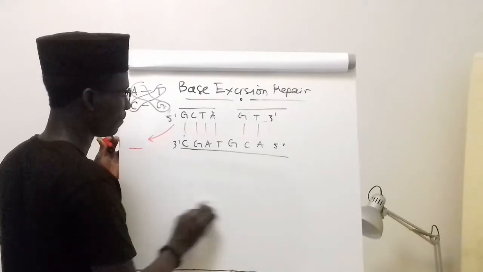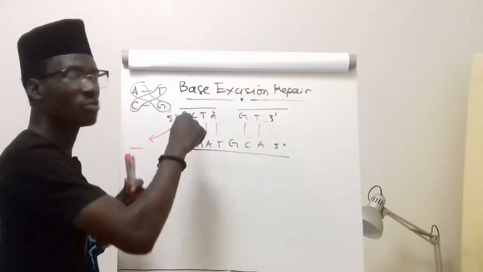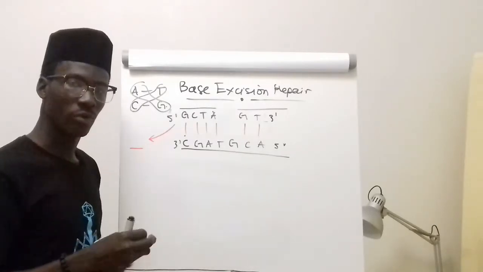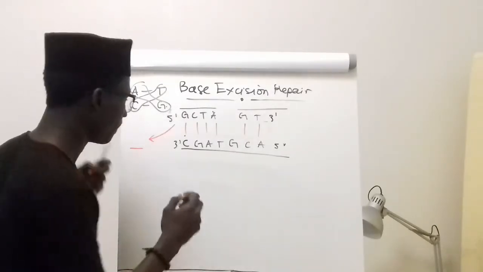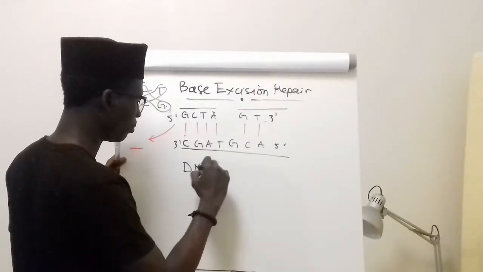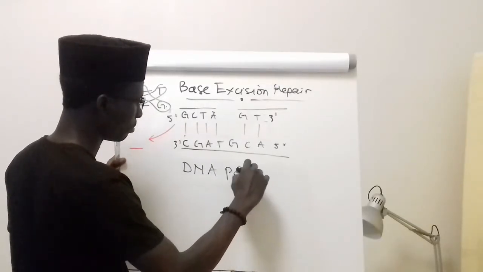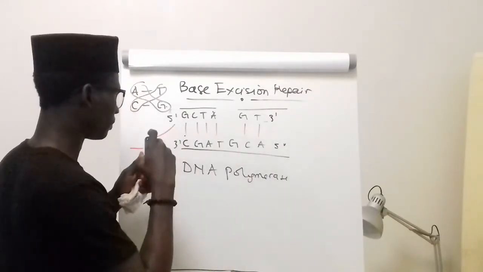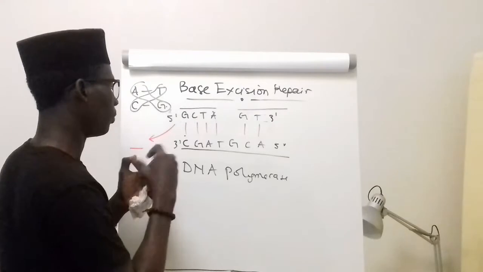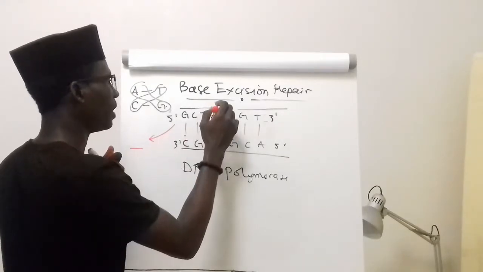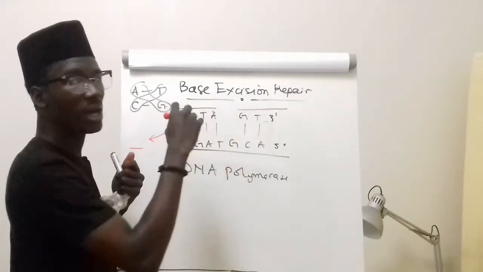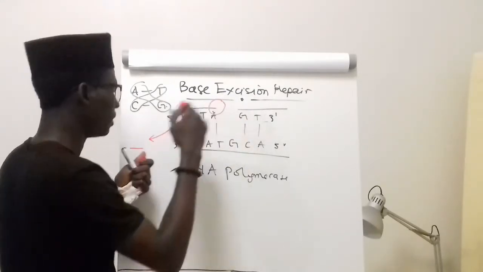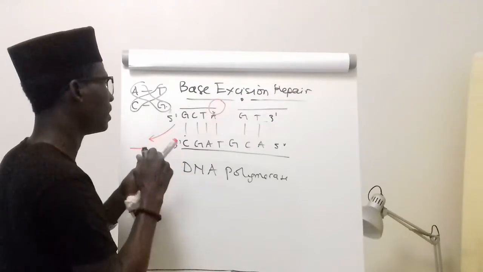Then the next thing we have is that there has to be synthesis. Therefore, you should know the enzyme responsible for synthesis of DNA, which is DNA polymerase. So DNA polymerase comes. Don't forget 5' to 3'. There's going to be an OH here, so it uses that as one of the substrates for the reaction. It comes here and it catalyzes the synthesis.